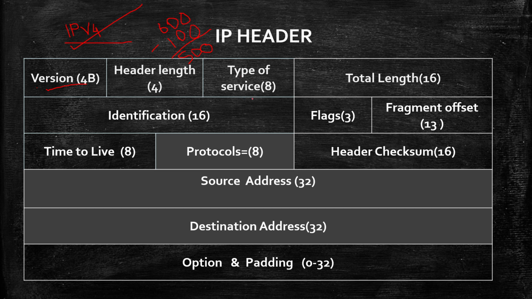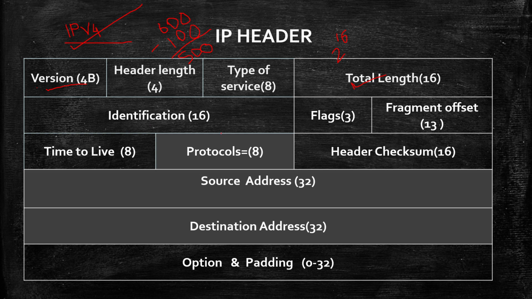Then type of service. In type of service, there is an explanation of the speed of transferring, the quality, the quantity, all these features, and even the type of the service. Then total length, the total length of our packet. The total length is 2 power 16, which means 65,535.